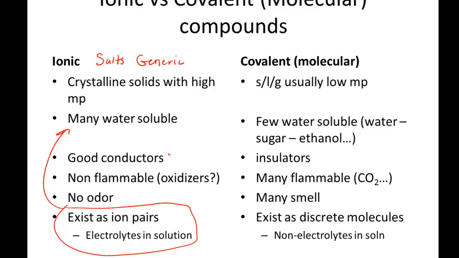Ionic compounds are good conductors if they are molten or if they are aqueous, meaning they're in solution. They are typically non-flammable, although they may be oxidizers if you have oxygen in the formula. And they typically don't have any odor. So these are the kind of compounds we're going to look at making formulas for.